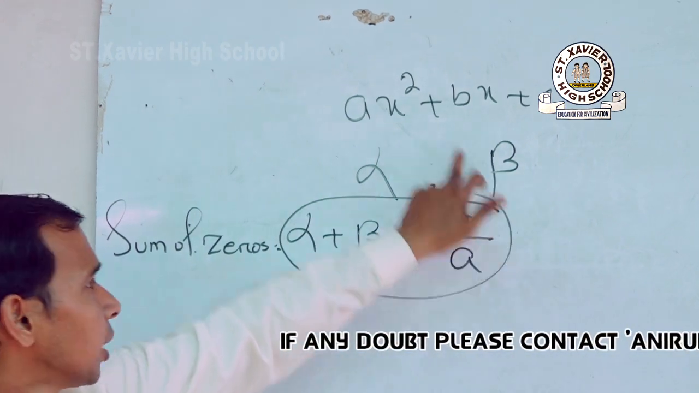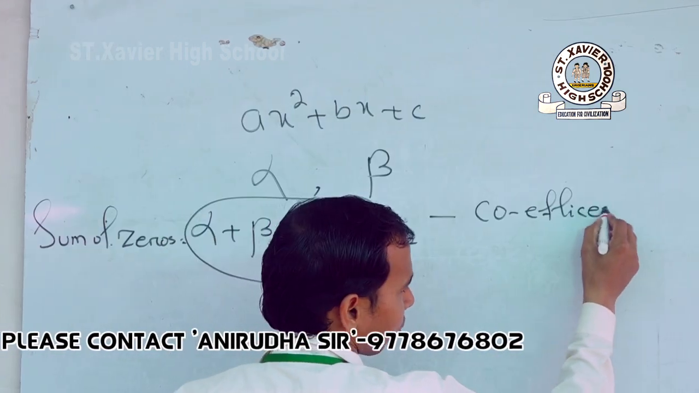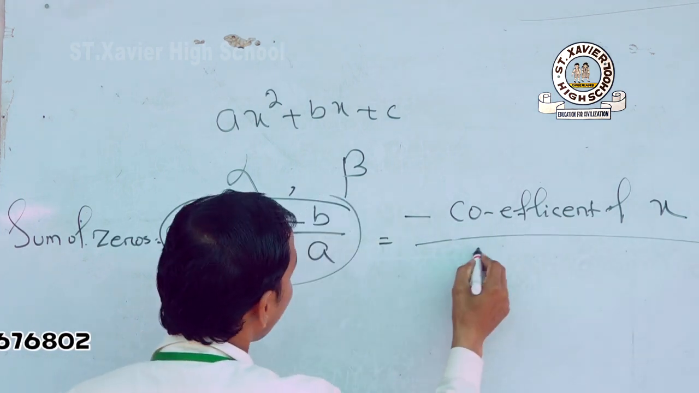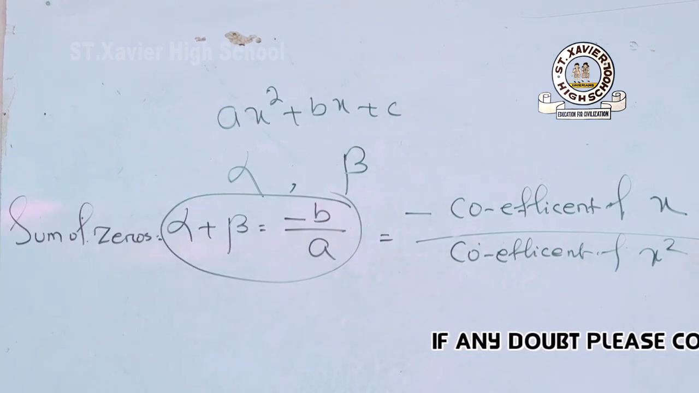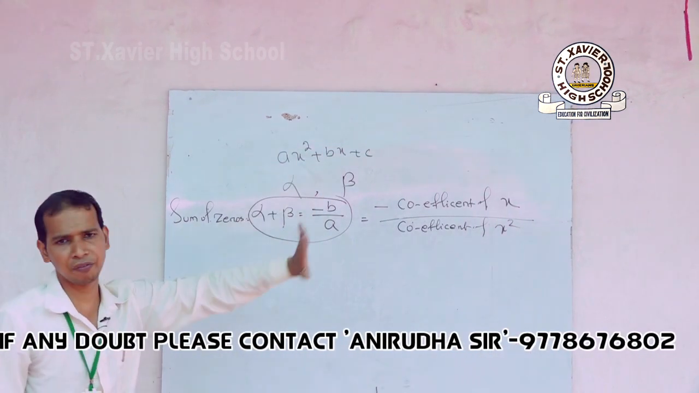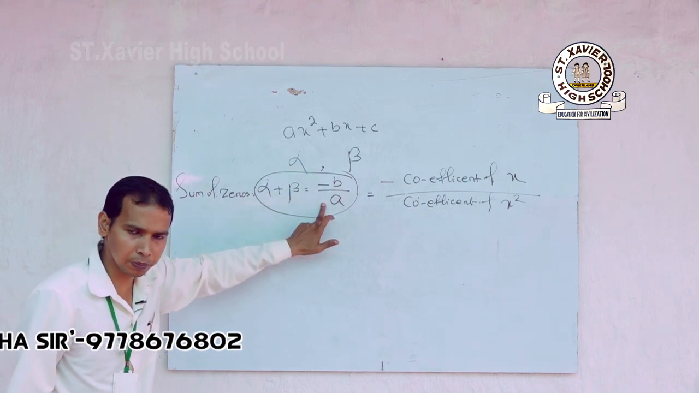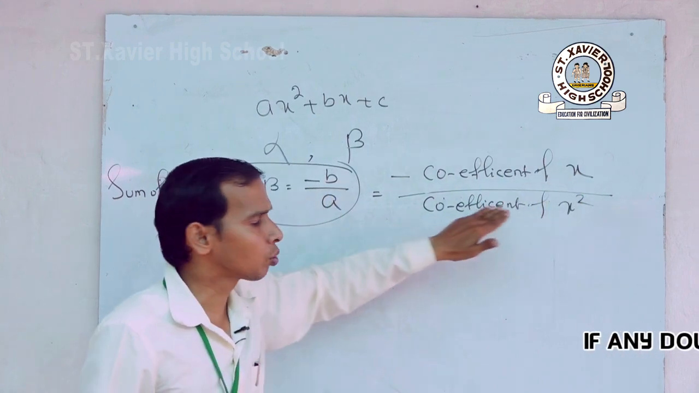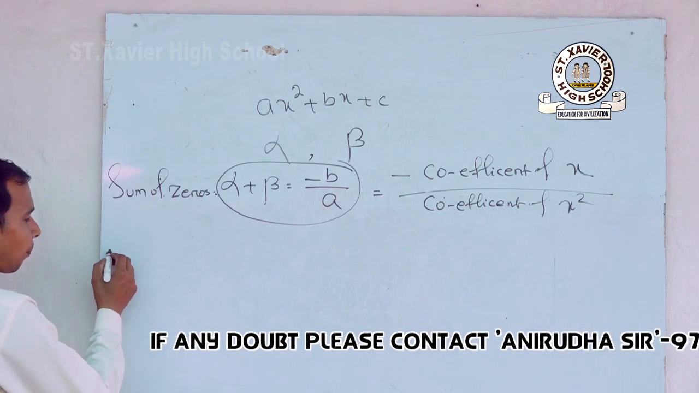Minus b, what here? B is the coefficient of x. So you get here minus the coefficient of x by the coefficient of x square. Confirm this. Because the sum of zeros is alpha plus beta, where alpha and beta are the two zeros of this quadratic polynomial. Alpha plus beta equals minus b by a, that is, minus the coefficient of x by the coefficient of x square. Then the product of zeros.